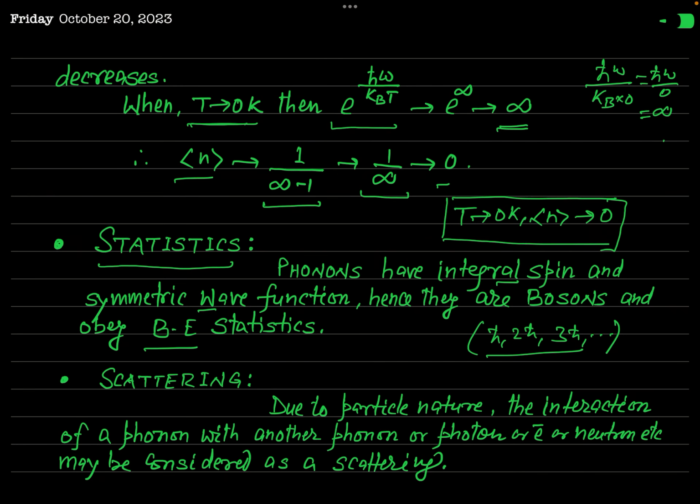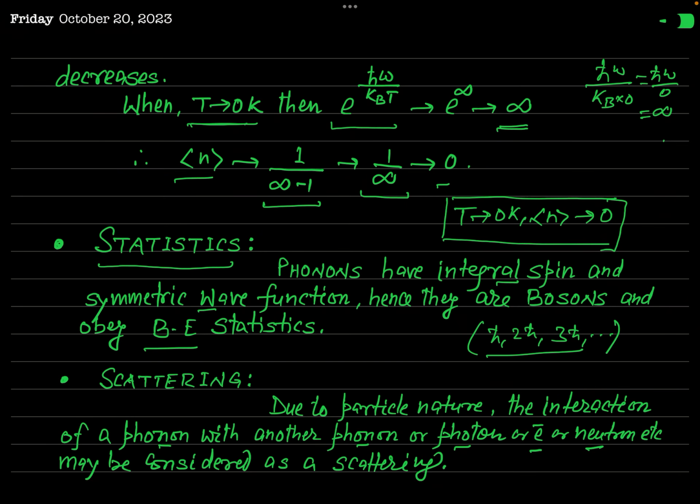Now, since bosons have particle nature, these bosons may interact with other particles. Interaction of a phonon may take place with another phonon, with a photon, with an electron, with a neutron, and so on. And this interaction of phonon with other particles is known as scattering. Actually, in our third video on phonon, we will see the scattering problem. Here I have only mentioned scattering as a property of phonon, but the complete problem on the scattering of phonon by photon we will discuss in our third lecture in great detail.